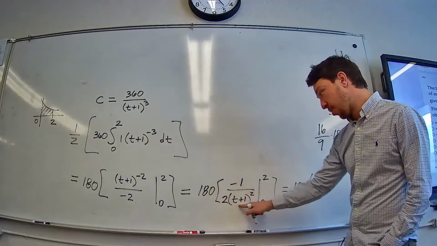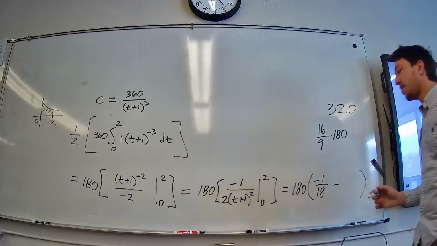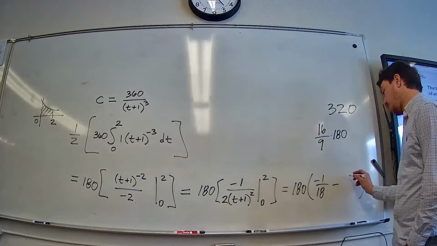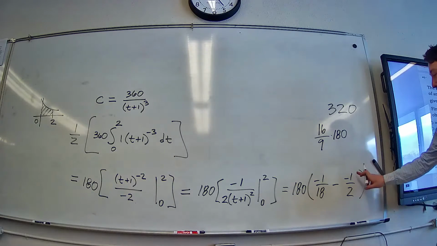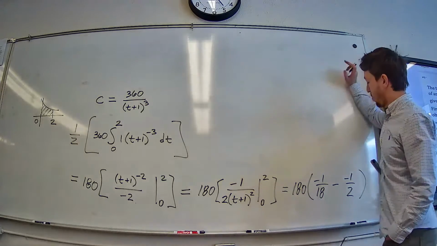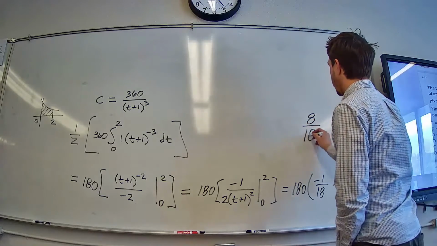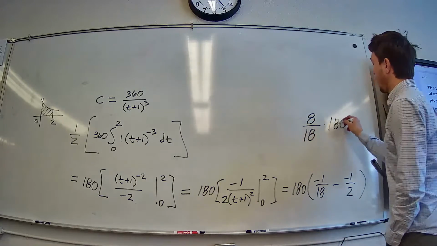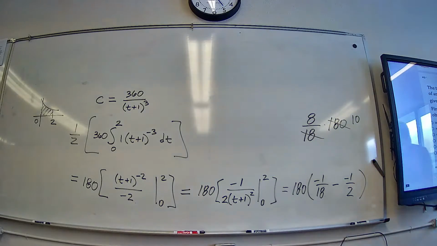Plug in the 2. You get 9 times 2 is 18. So -1/18 minus -1/2. Is that correct? Yes. Okay, so this is actually going to be 9/18 minus 1/18, which is 8/18. Times 180. So 18 goes into 180 10 times. So it should be 80. Sorry about the confusion. Are we okay with that?